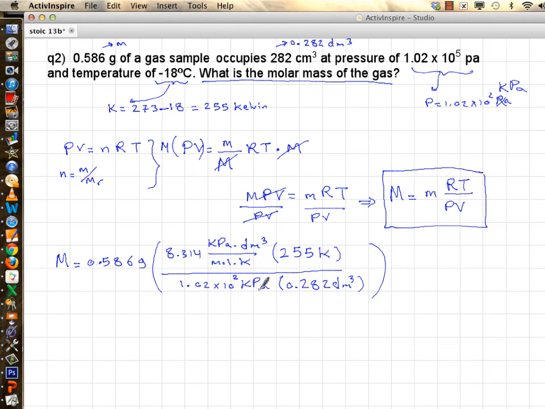Now like units then again go away, kilopascal, decimeter cubes goes away, Kelvin and Kelvin. What you're left with is grams divided by mole, so your final answer, double check, double calculate, is 43.04, 4 significant figures, grams per mole. This is molar mass, so 43.04 grams times mole to the minus 1.